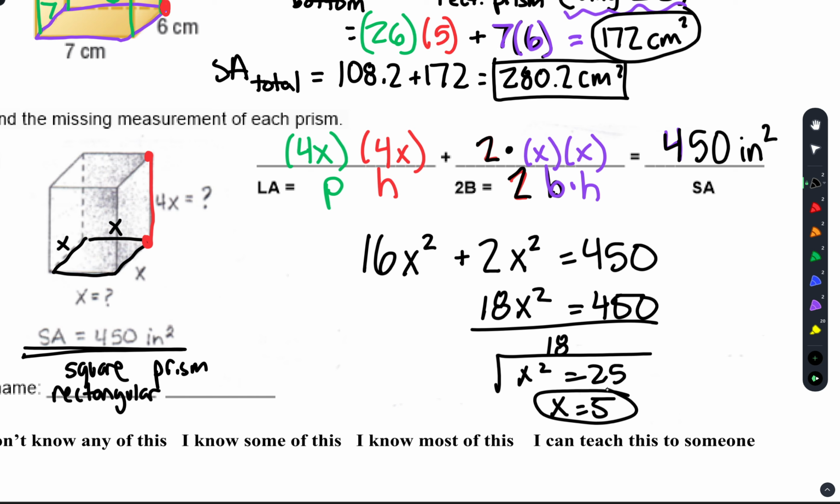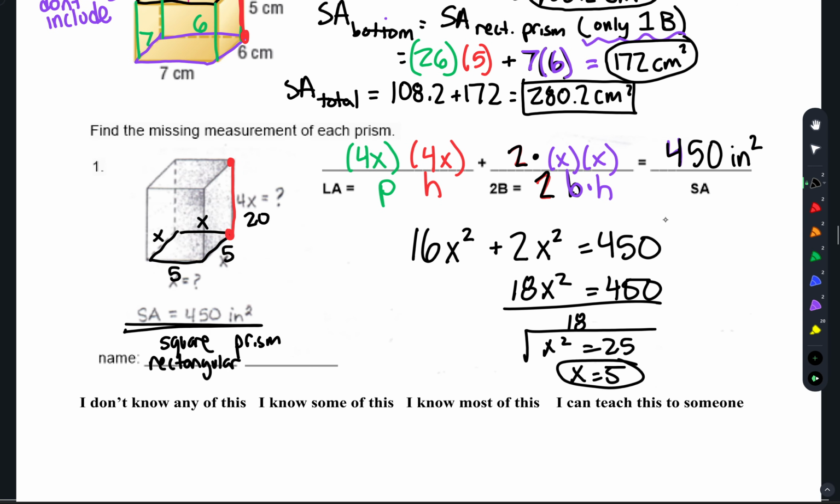So to label the rest of my dimensions, this is a 5 by 5 square down here, and the height of my prism is 4 times 5, which is 20. I know, I just did a lot of talking. Everybody okay with that? Everybody understand what's going on?